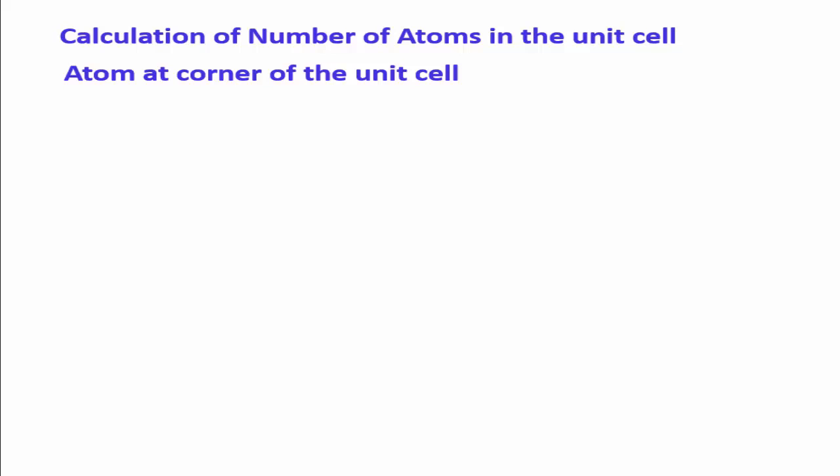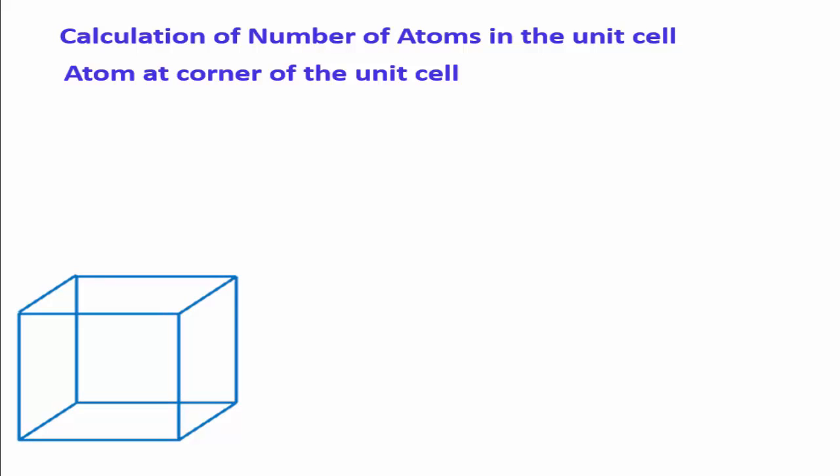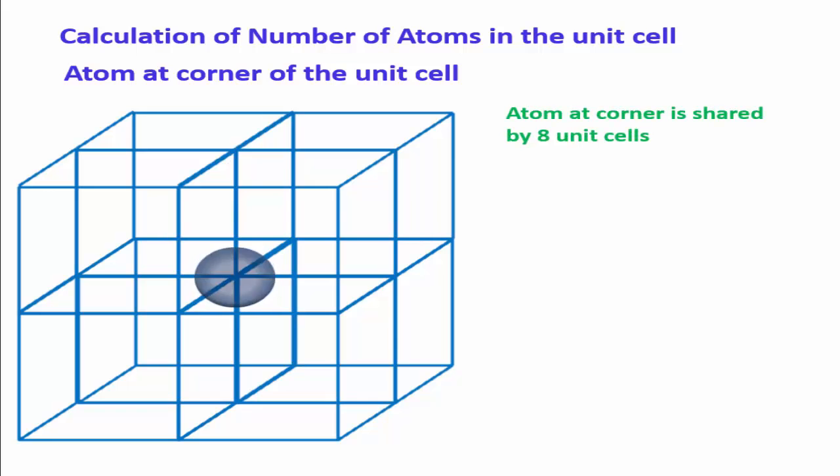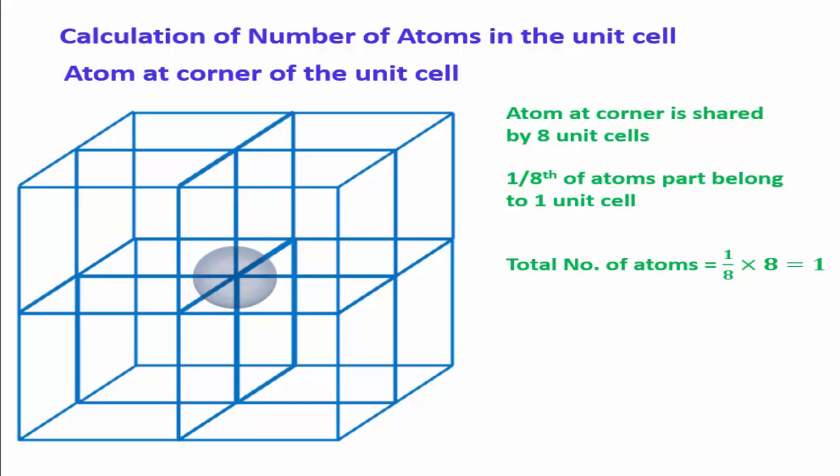First we will calculate the atoms which are present at the corner of the unit cell. We will consider a cubic crystal system where the atom is present at the corner of the unit cell. We know that if the unit cell is repeated in all 3 dimensions, it results in a whole crystal. Now this corner atom is shared by a total of 8 unit cells. Hence 1 by 8 of its part belongs to one unit cell. There are 8 corners of a cube, hence 1 by 8 into 8, so a total of 1 atom is considered for the atoms at the corners of the unit cell.